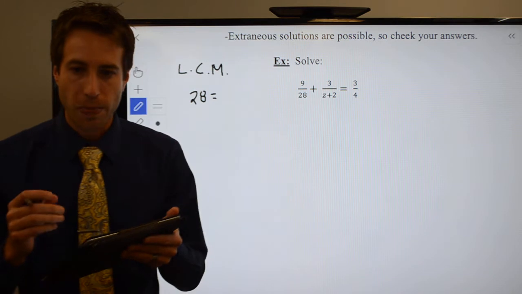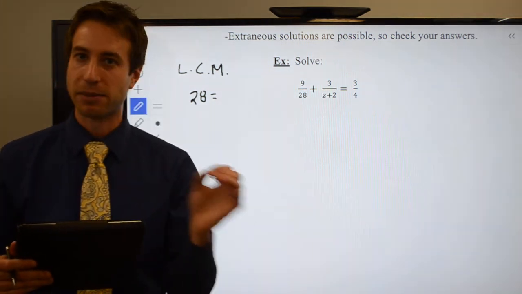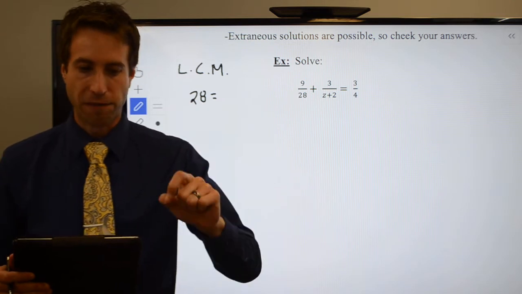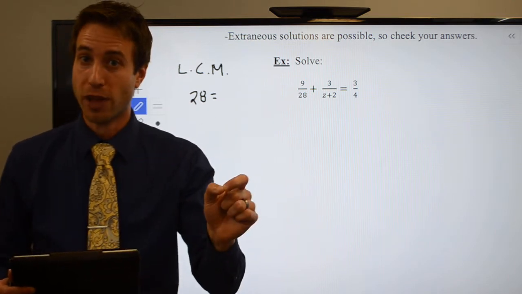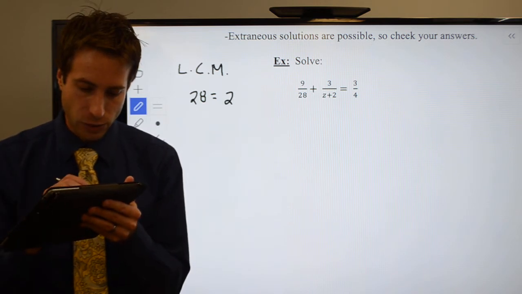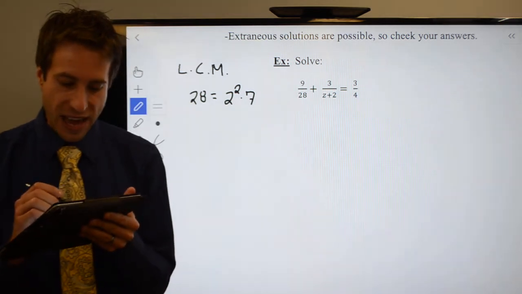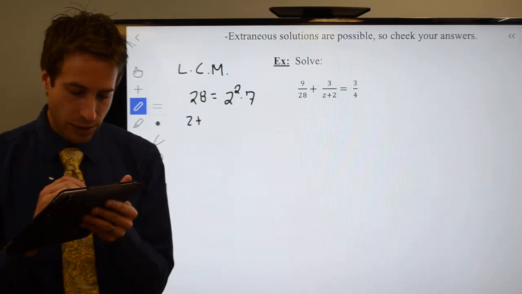All right, well, here's what I know. The LCM of 28 is going to be 4 times 7, but a 4 is a 2 times 2. So that would be a 2 squared times 7. So this will factor into a 2 squared times 7. Okay, great. Then I have a z plus 2.